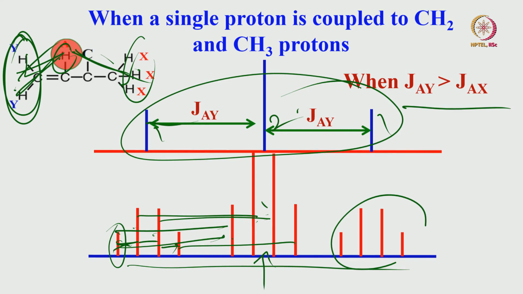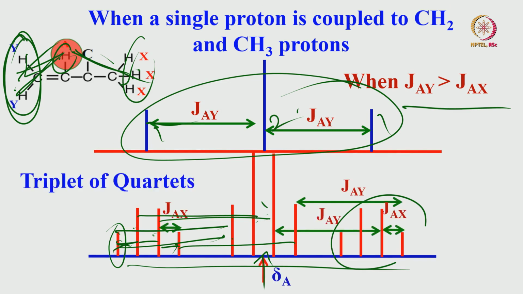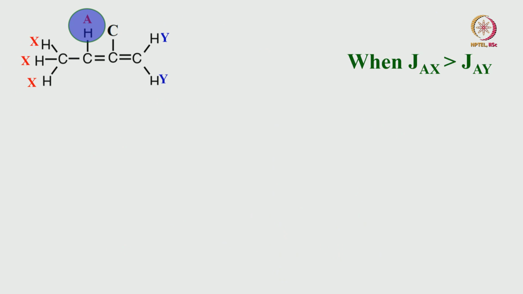And then what do you call this pattern? This is called triplet of quartets. Remember, doublet of doublet, doublet of triplet, triplet of doublet, triplet of quartet, everything we have understood now. This is the situation now.